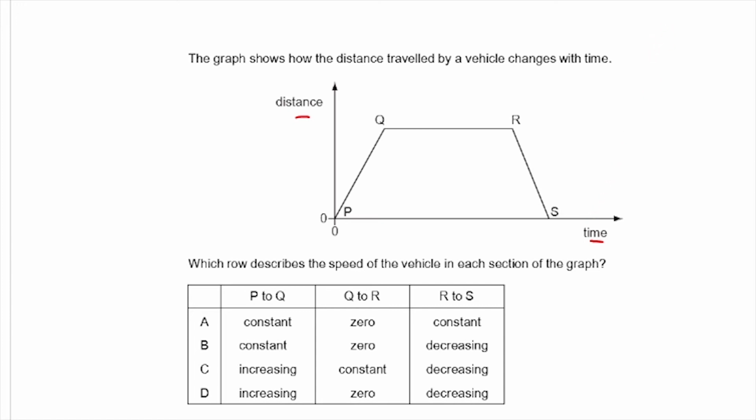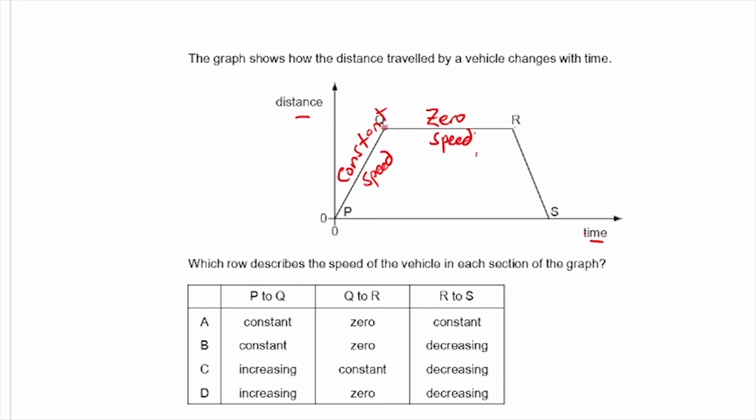This is all coming from the definition. We know that the rate of change of displacement gives us velocity. So distance divided by time gives us velocity, or it gives us speed. So here it is constant speed. And then here from Q to R, the gradient is 0. It means that this is 0 speed.